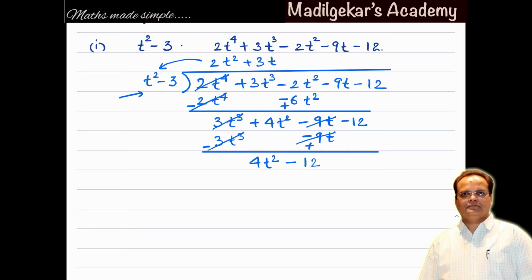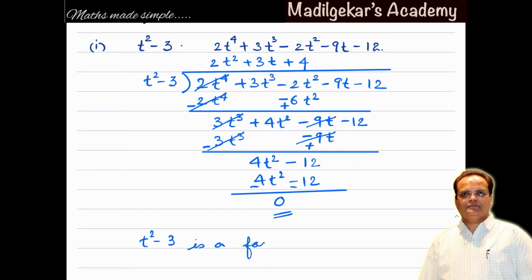In order to get 4t square, multiply by 4 now. So we have 4t square minus 12. Subtracting gives remainder 0. Since remainder is 0, we can conclude that t square minus 3 is a factor of the polynomial 2t raised to 4 plus 3t cube minus 2t square minus 9t minus 12.